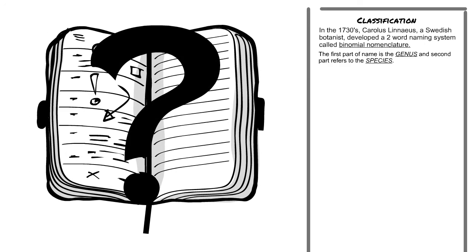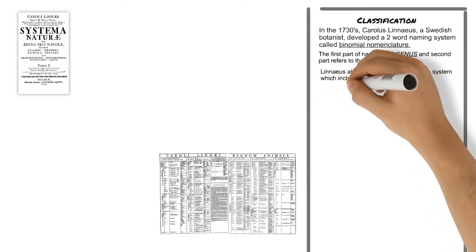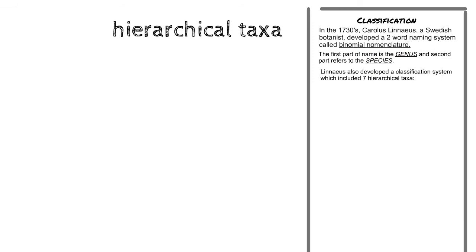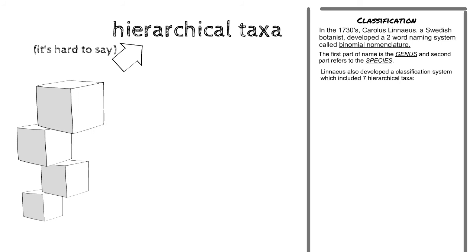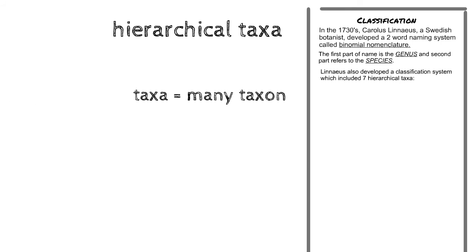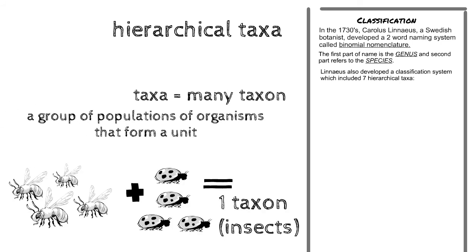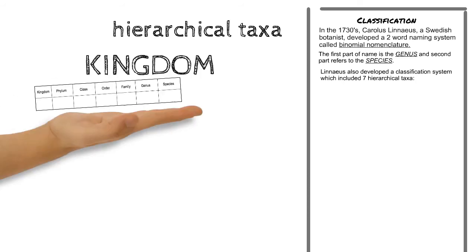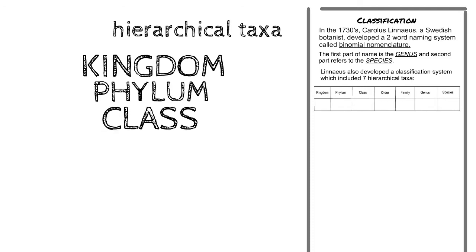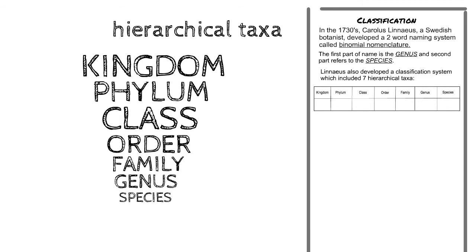So where did Linnaeus get those genus and species names from? Well, he also developed a system of classification that included 7 hierarchical taxa. Hierarchical meaning having ranks, and taxa, the plural of taxon, meaning a group of population of organisms that form a unit. These taxa are kingdom, phylum, class, order, family, genus, and species.